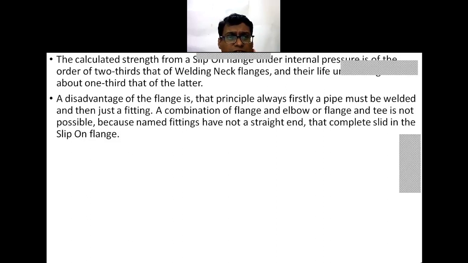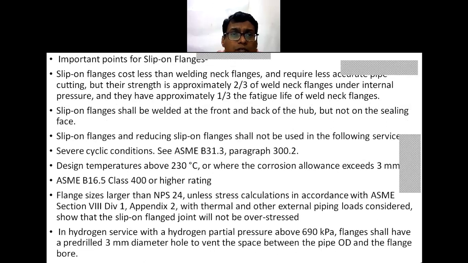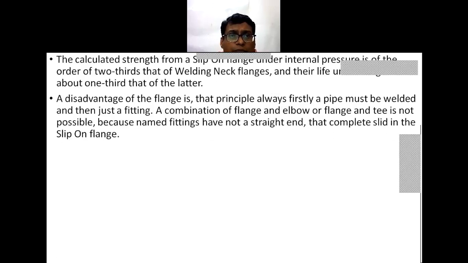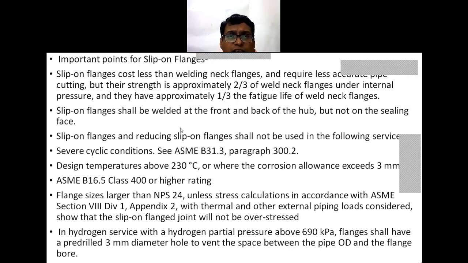A certain disadvantage of this flange is that, as a principle, the pipe must first be welded and then just a fitting. A combination of flange and elbow or flange and T is not possible in this case. Then the important points for the slip-on flange: the flange cost is less than the welded neck flanges and it requires less accuracy of the pipe cutting approximately. Slip-on flanges, okay.